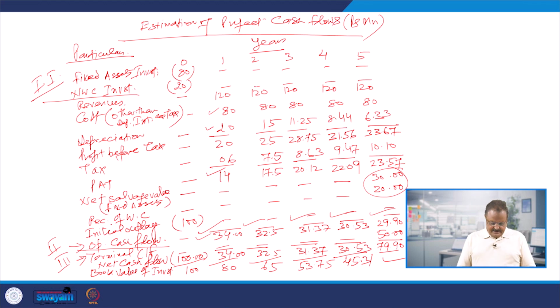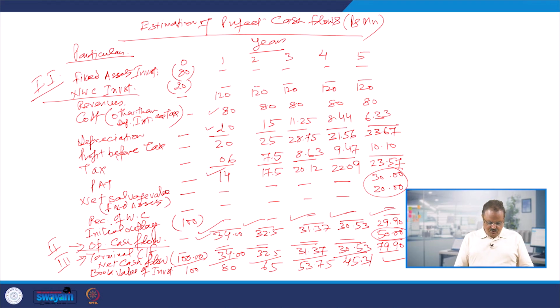And finally, the terminal cash flow we worked out came up as 50 million only, and net cash flow was, the outflow is 100 million and the inflow is 34 in the first year, 32.5 in the second year, 31.37 in the third year, 30.53 in the fourth year and 79.90 in the fifth year. So this is your cash flow.